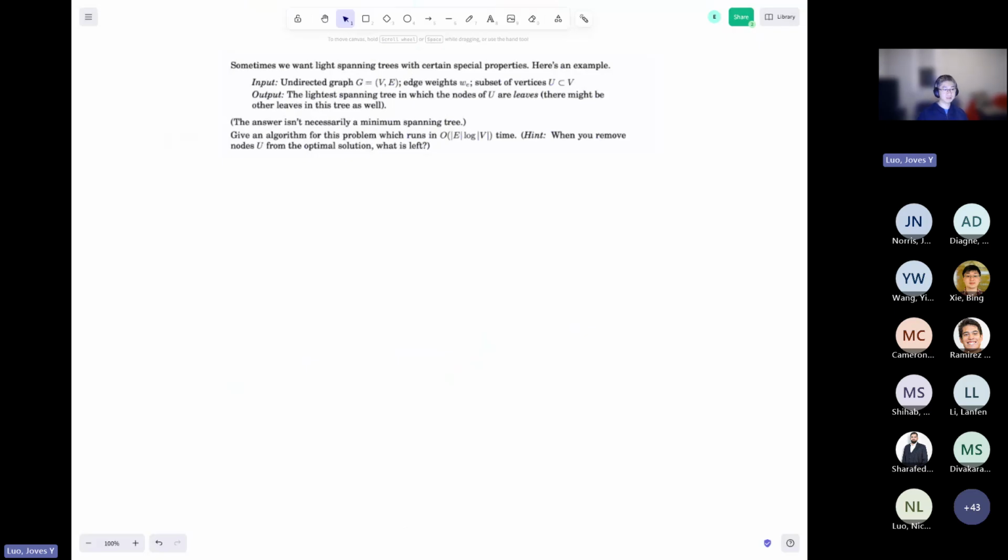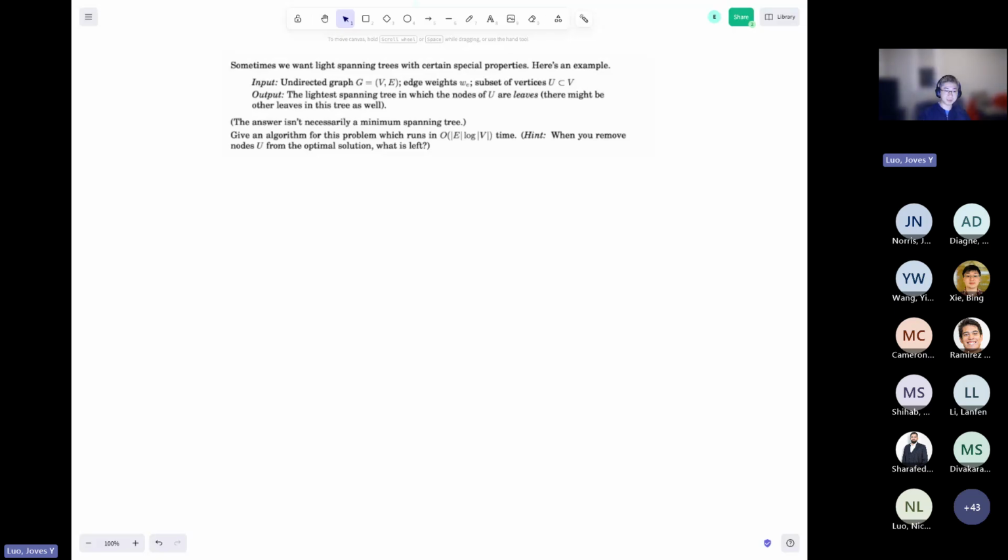Here's an example. So you have an undirected graph, edge weights, and a subset of vertices U, which is a subset of V. The lightest spanning tree in which the nodes of U are leaves. There might be other leaves in this tree, but we want the U to be leaves. And you want to give an algorithm that runs in this runtime. When you remove nodes from U from the optimal solution, what is left? Okay. So that is the presentation question.